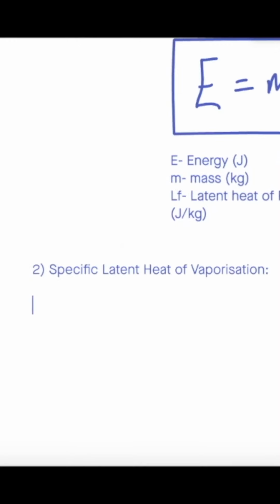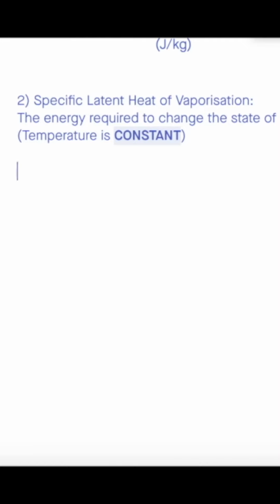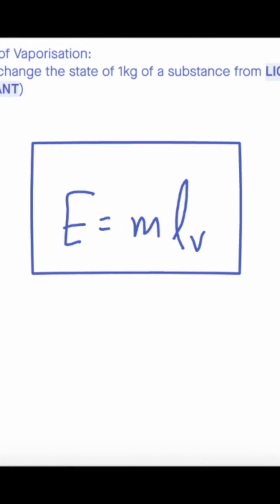The second type of latent heat is specific latent heat of vaporization, and this is the energy required to change the state of 1 kilogram of a substance from liquid to gas at boiling point. And the equation for this is energy is equal to mass times latent heat of vaporization.